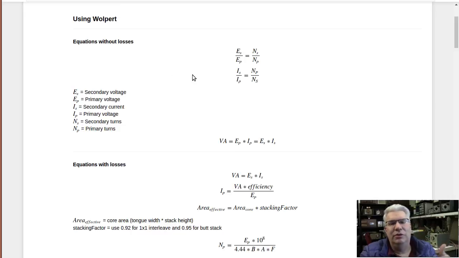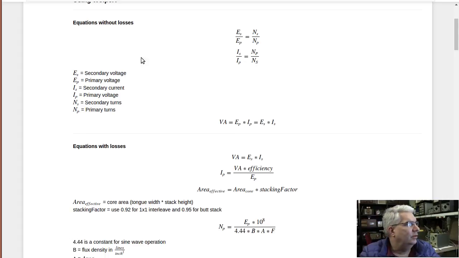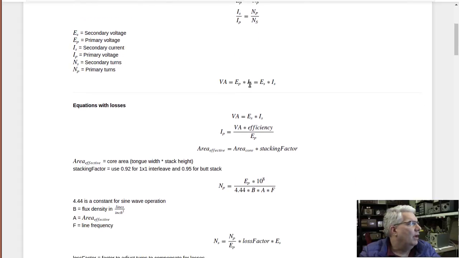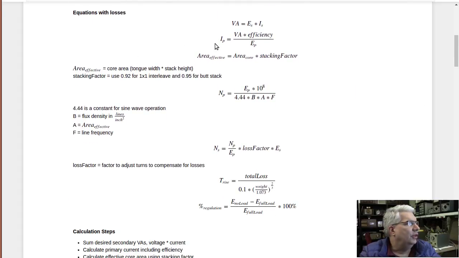So we're going to step through a couple of pages. In the Wolpert design book, we took 10 pages to explain this. I'm going to go through this pretty quick. Here are those equations with no losses. These are what you start with. And here are the equations with the losses.